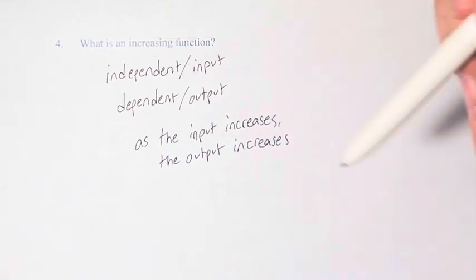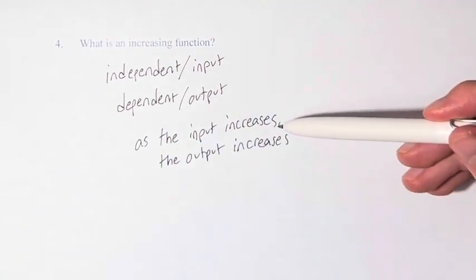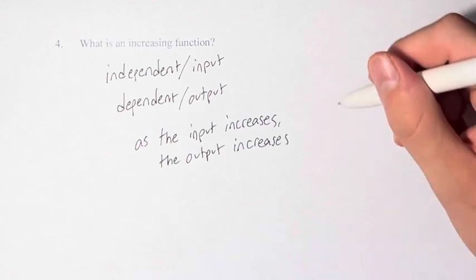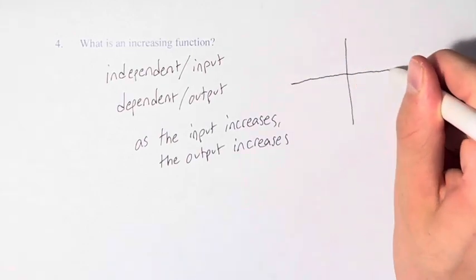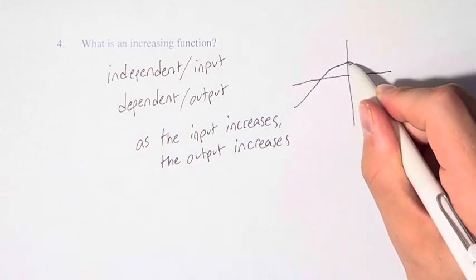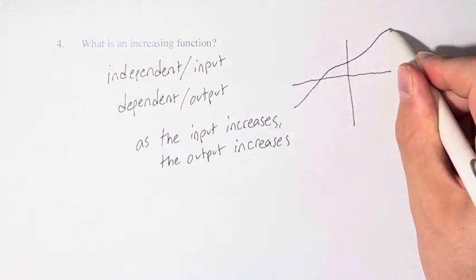This is opposed to a decreasing function, where if you increase the input, the output decreases. The physical representation of this in a graph would look something like this, where as x is increasing, the slope can change at different points, but the value of the function is always going up.